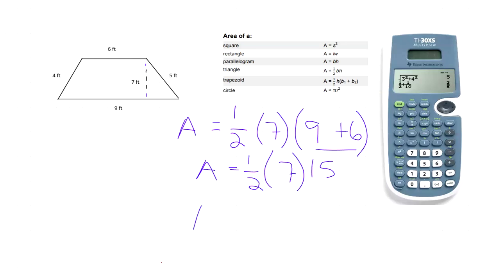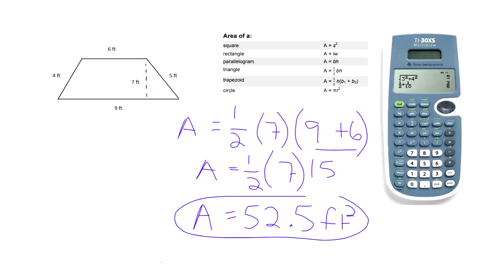Whenever you're cutting stuff in half, you have the potential to end up with a decimal because obviously if you have an odd number, 7 times 15 is 105. When you cut that in half, you're not going to get a whole number because it's not an even number. So you end up with 52.5. And sometimes you're going to get decimal answers, and that's absolutely fine. We're still dealing with feet, so square feet would be the answer here. So that is how you calculate area of a trapezoid.